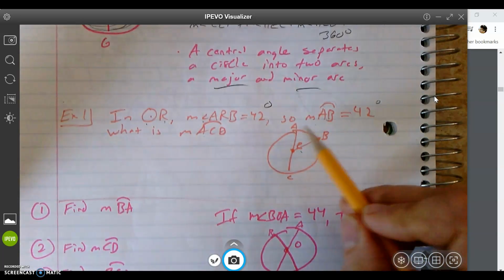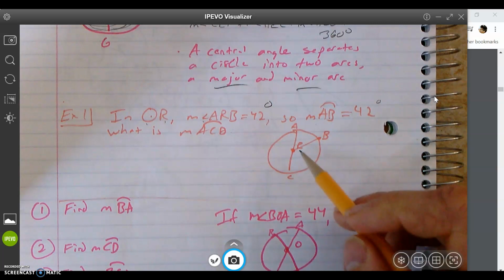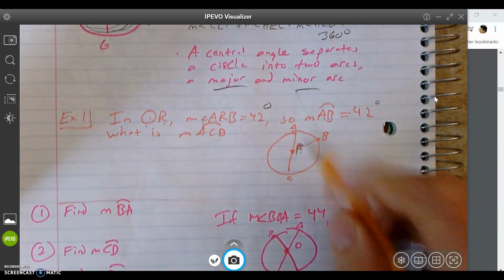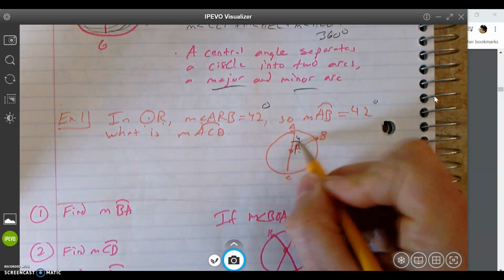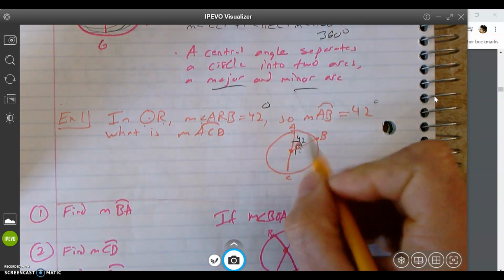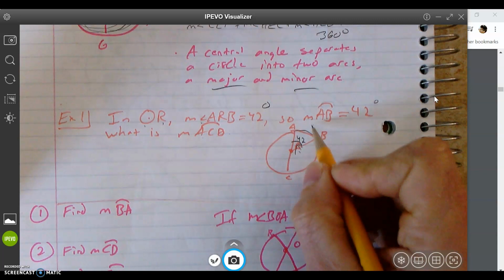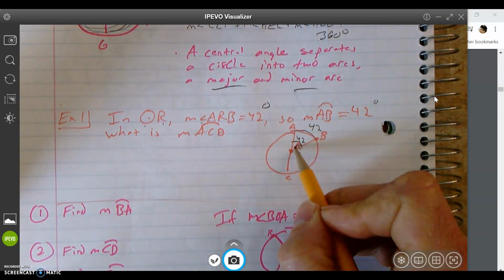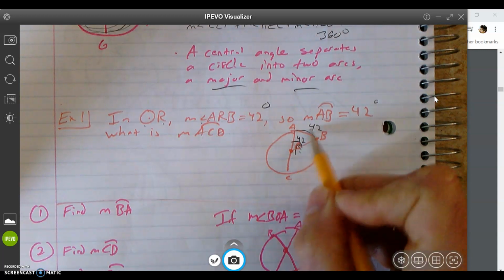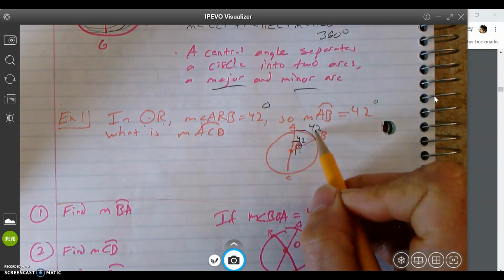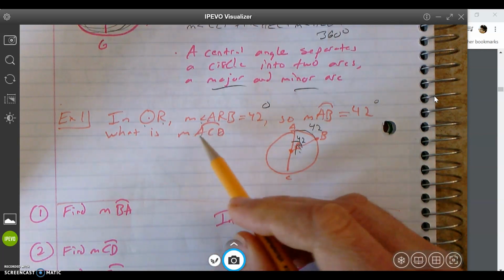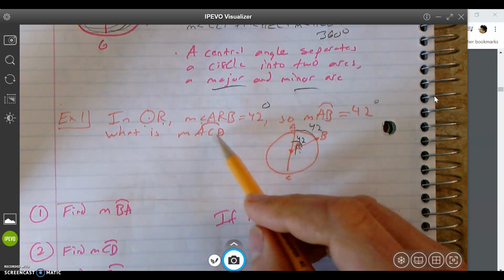ARB, so this is R here. ARB, this angle is 42. That means this arc is also 42 degrees. So the central angle and the arc that corresponds to it have the same degree measure. All right, cool. So what is the measure of arc ACB?